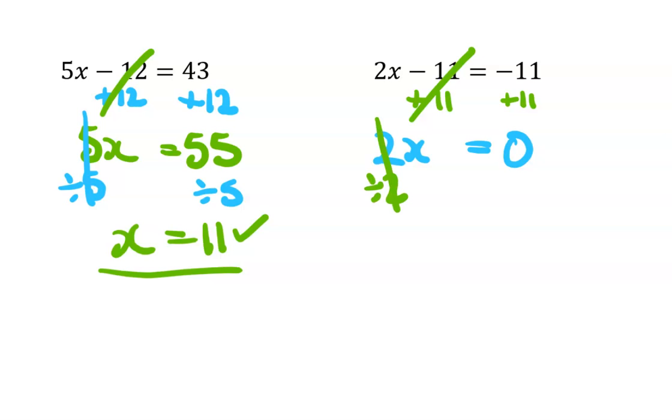Well, let's divide by 2. Leaves me with x equals 0 divided by 2. If you've got 0 and you halve it, you've still got 0. You've still got nothing, I'm sorry. Okay, there you go. Two-step equations.